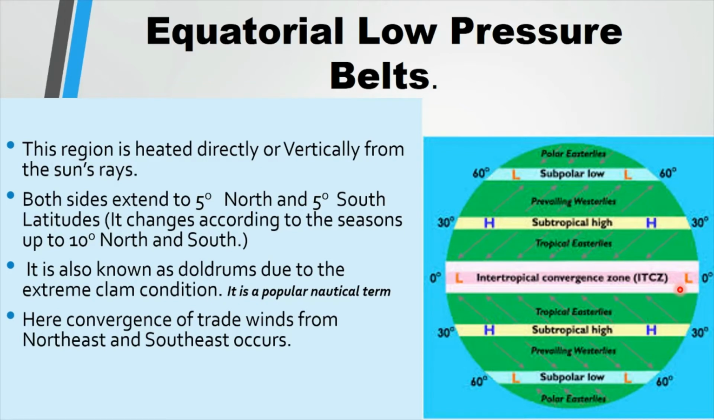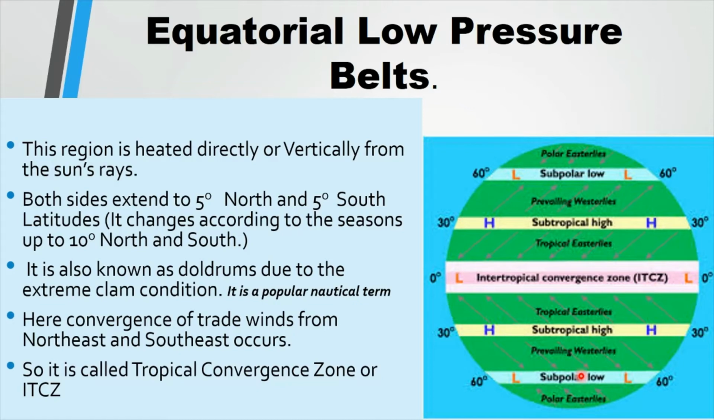So you get the idea. We will be learning about trade winds in the next class. I am going to make a video about winds too, but in this class just think that from here trade winds are blowing and mixing in this area. That is why this area is called the Intertropical Convergence Zone, ITCZ. Clear? So it is called the tropical convergence zone or ITCZ. This answer you may get. It's an important question asked in many board exams.